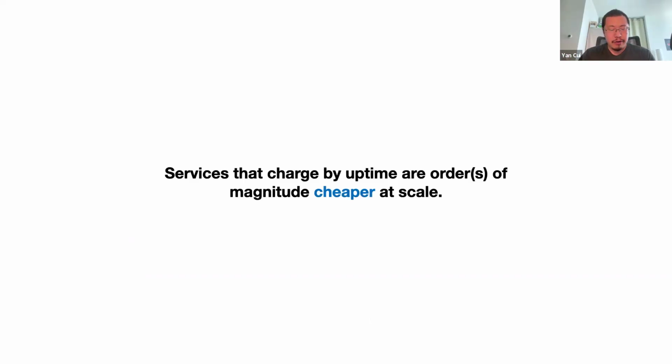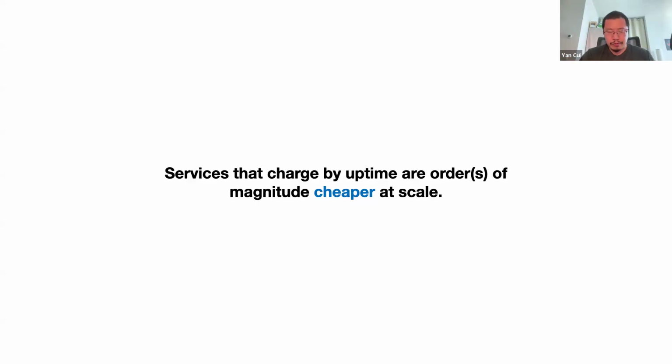So a good rule of thumb on AWS is that the services that charge you by uptime are going to be orders of magnitude more cost efficient when you're running at scale. And what scale means differs by company, of course, but typically when I think of an API that's running at scale, it will be doing at least, say, 1,000 requests per second consistently.